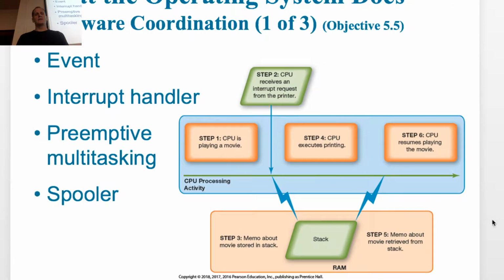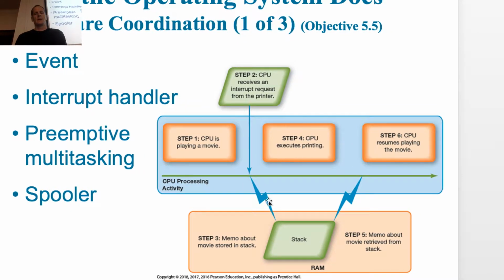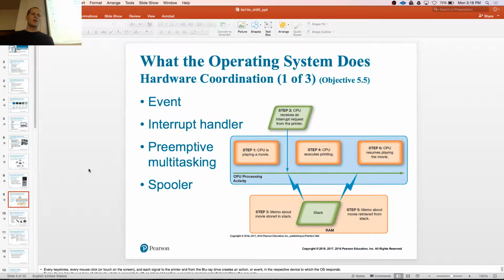Let's say the CPU is playing a movie. And then there's an interrupt request from a printer: hey, print this. So a memo about the movie is stored in RAM on the stack. Then the printing executes. Then the memo about the movie is brought back from RAM and says, here's the next piece of data for the movie. And then the movie continues playing. All super fast.